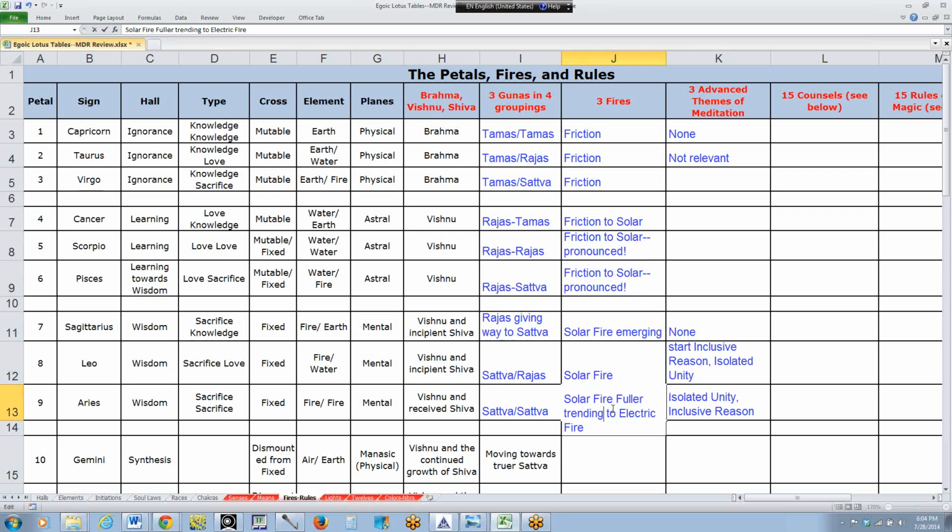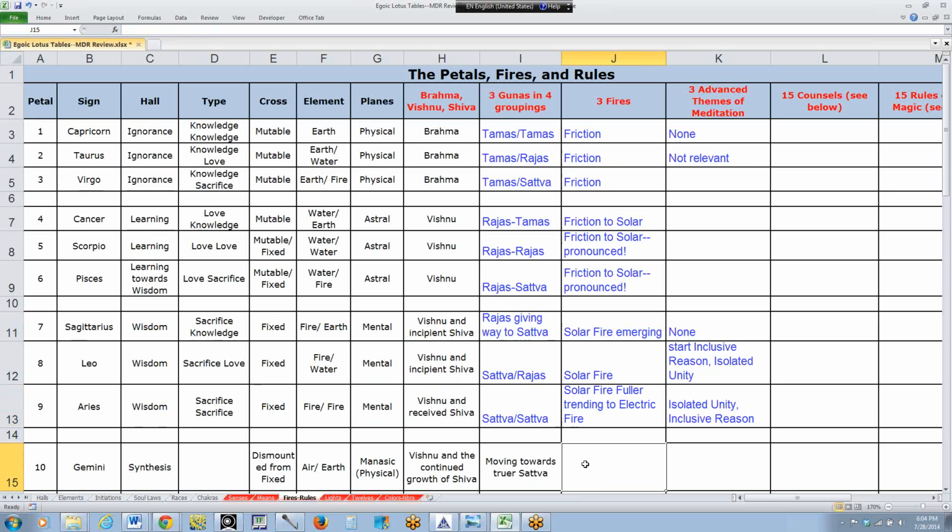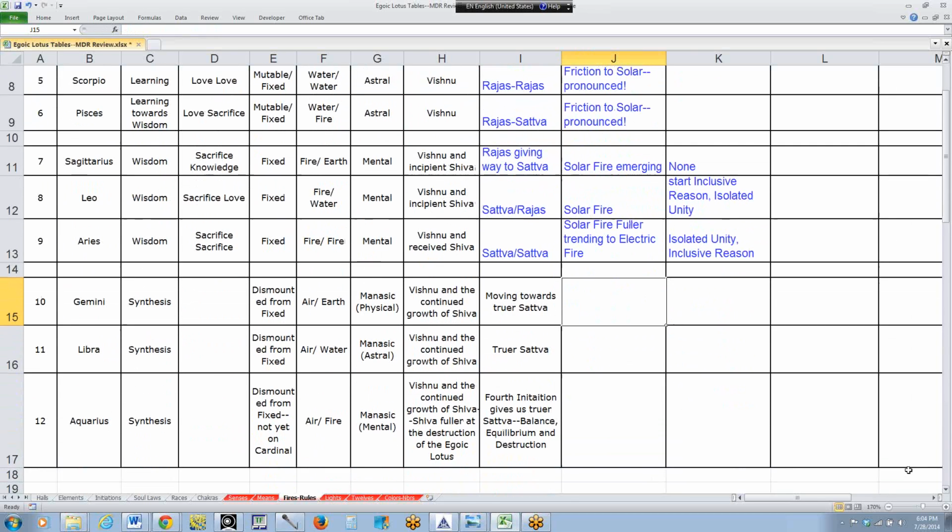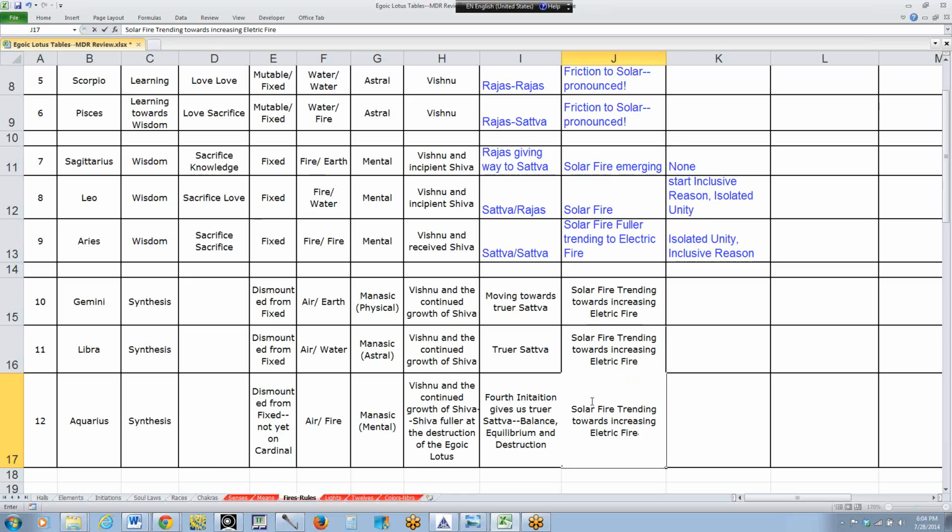Trending to electric fire, and let's just say in all petals 10, 11, and 12, solar fire trending towards increasing electric fire. Because once the father aspect comes in at the third initiation, we do have the presence of the monad, electric fire, but really the fullness of solar fire occurs at the fourth initiation, where the heart is the ruler. So we're not really going to get full expression of electric fire until we are actually the master.